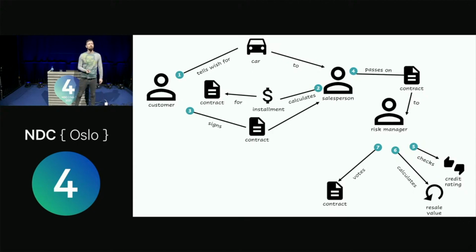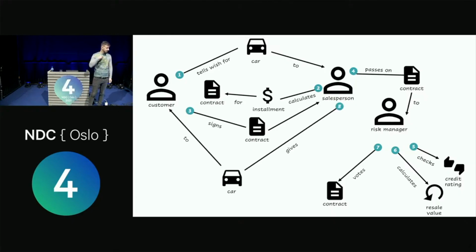The risk manager votes the contract. To vote means that the risk manager says, yes, we want to do this contract, or no, the risk is too high, we can't do this contract. Let's assume the risk manager says, yes, they vote positively, then the salesperson can give the car over to the customer. So what you see here, that's your first domain story.